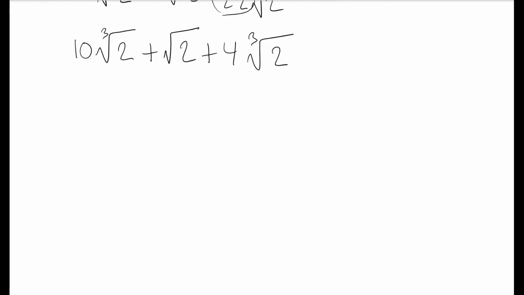The only ones that are considered like terms now are the cube root of 2 and the cube root of 2, since they're the exact same. We have 10 cube roots of 2 for this one, and we have 4 cube roots of 2 there. So we can combine them and say we have 14 cube roots of 2. And then we're going to add that to the square root of 2 here. But we can't combine those because they're not like terms.